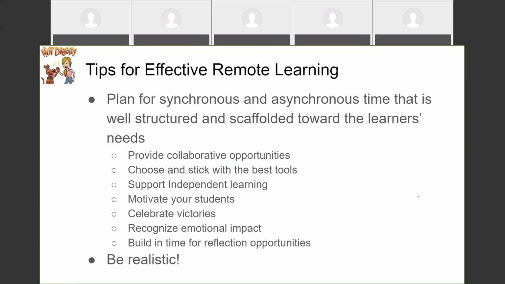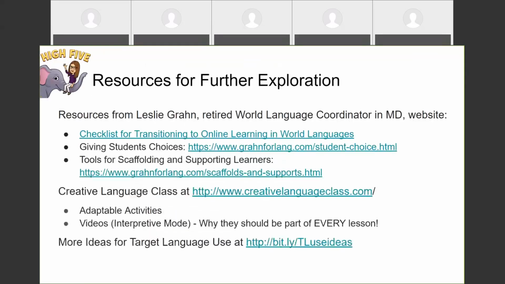Thank you very much. We've shared a lot of information today. We have some additional resources for further exploration. A lot of the things you've seen us share today come from resources that Leslie Grand, a retired world language coordinator from Maryland, has put together. In fact, she put together a whole website under the idea of professional generosity, and that information is linked on our World Languages website for the state.